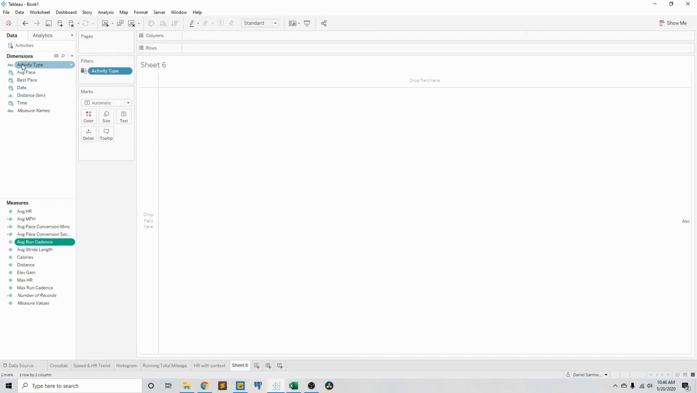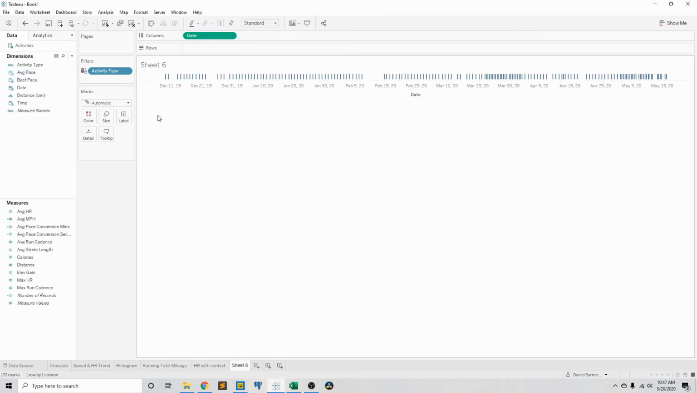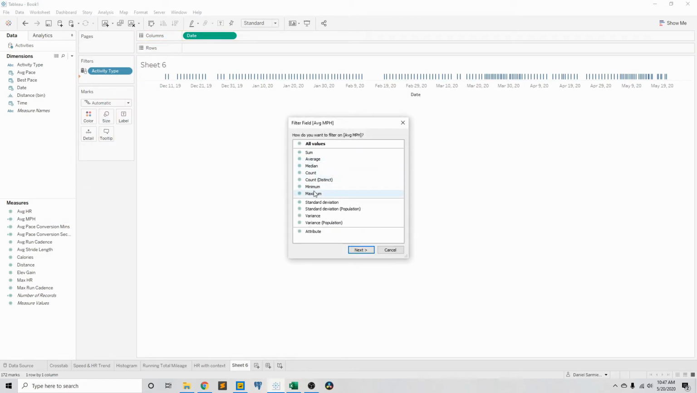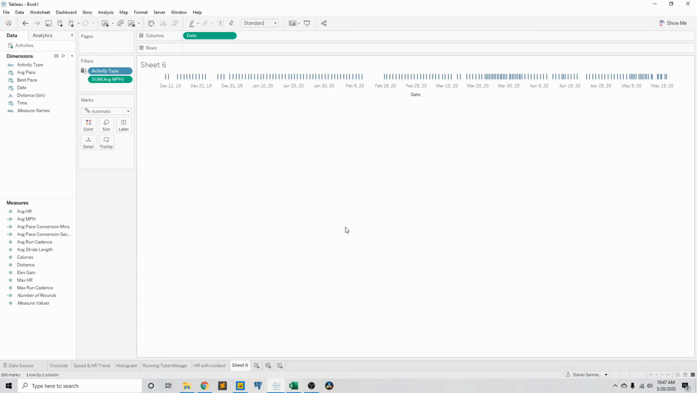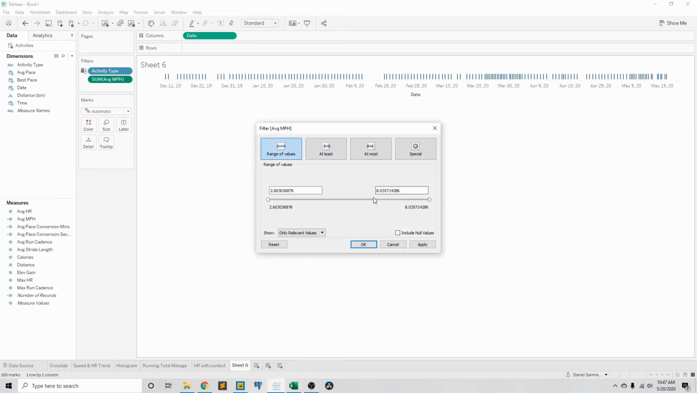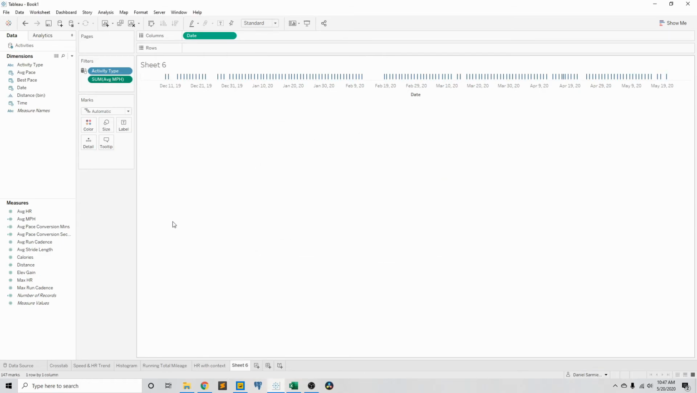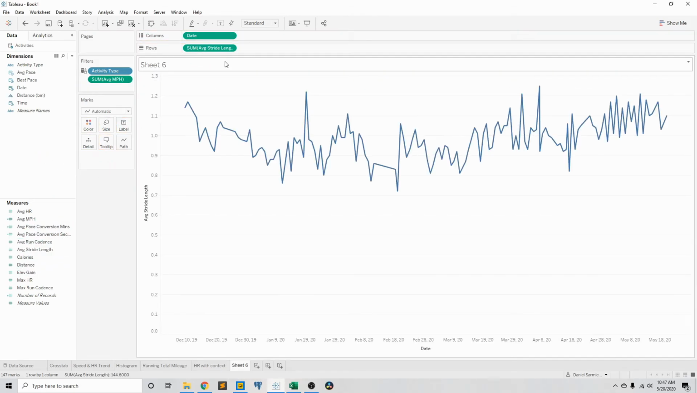I want to see by date what's my running cadence on a daily basis. Let's bring this in as a continuous field, and let's use that 4 miles per hour mark to filter it by 4 miles per hour. And now let's look at our running, not our running cadence, our stride length.